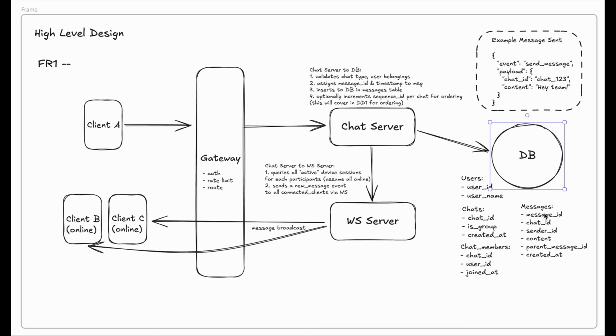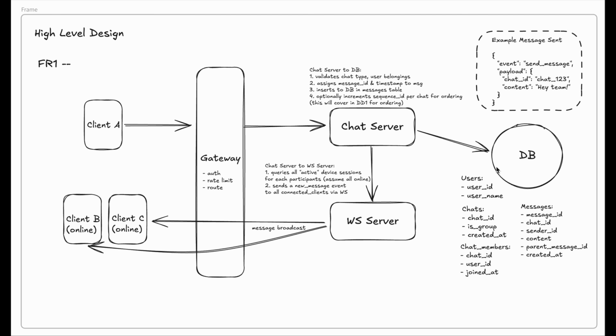So in our DB, other than the message table as a fact table, we also have some dim tables like the user table, from the user ID and the username, and the chats table, which is for a specific chat ID, is this a group or not, and when it is created as an entity. And also a very important one, a connection map, which is the chat members table. For each chat ID, what are the user IDs listed there and when they joined. This is kept up to date. So you can see one chat ID maps to one or many user IDs in that table.